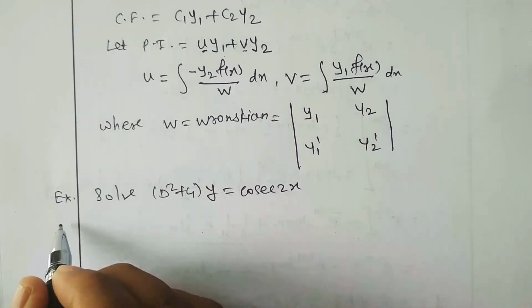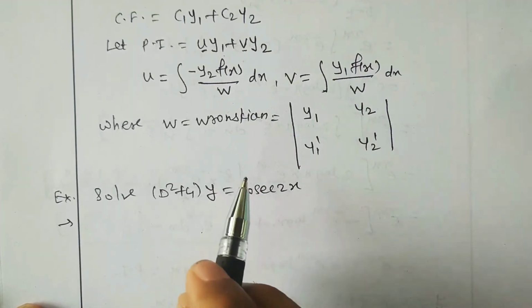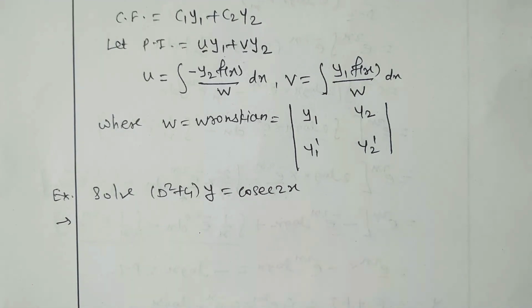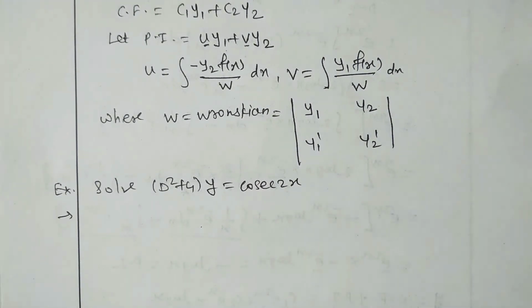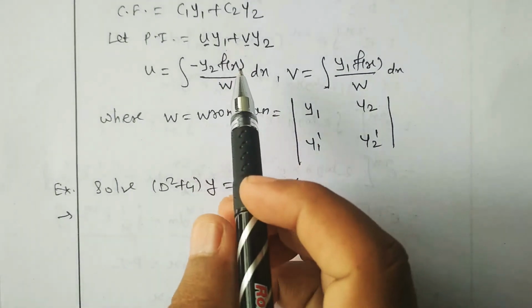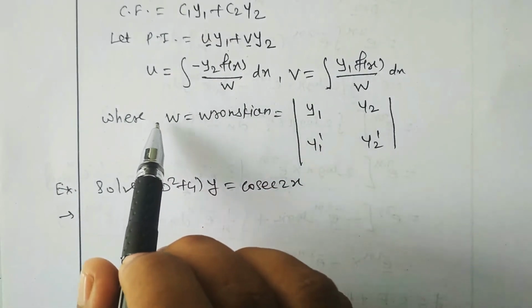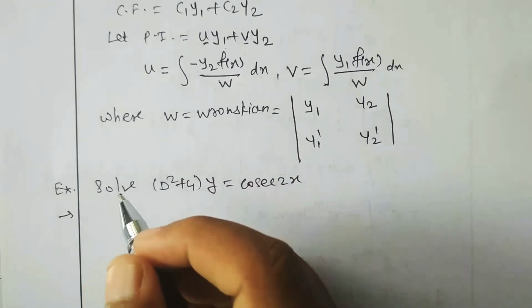So for that, first we are required to calculate complementary function. Note down, for the method of variation of parameter, the complementary function is very important, because if we don't find the complementary function, we don't get values of y1 and y2, so it is impossible to find the particular integral by using variation of parameter. So the complementary function is very important.